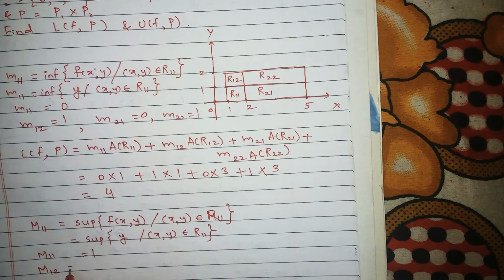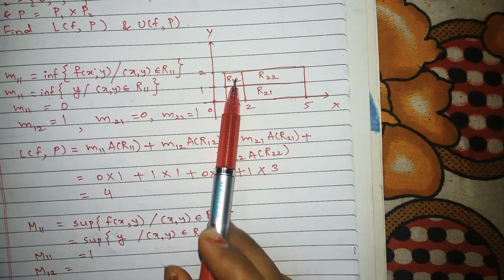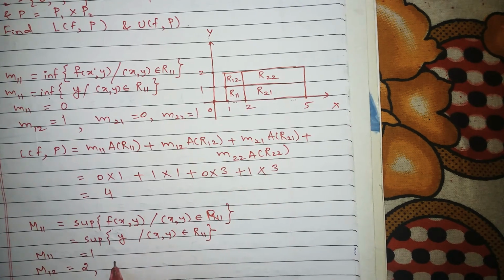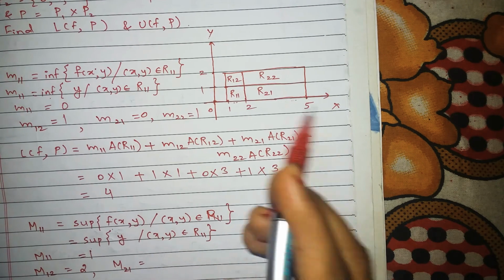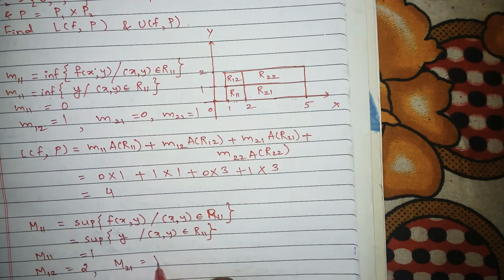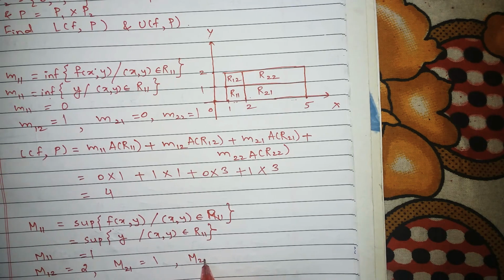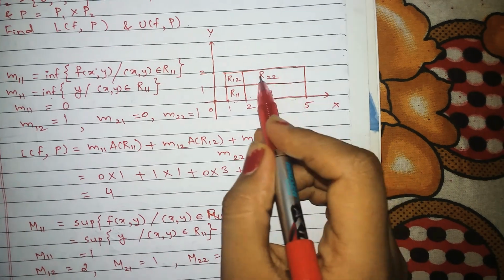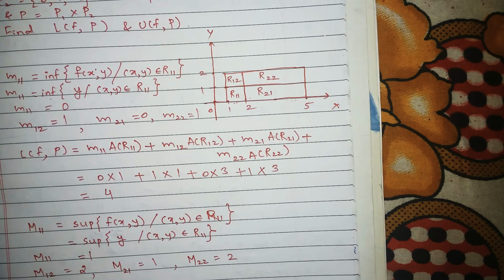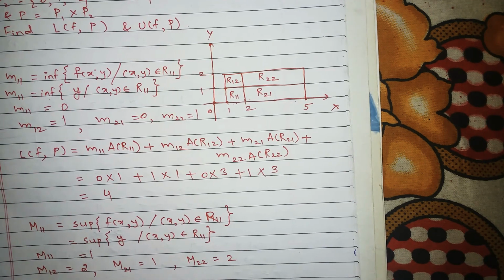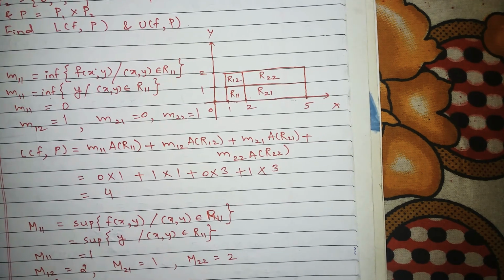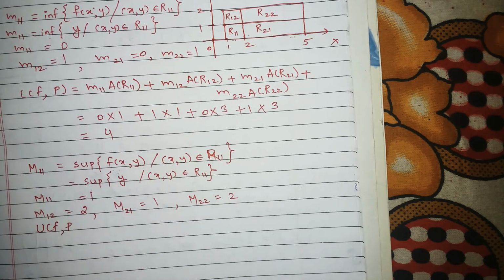Now M12, it is 2. M21, it is 1. And M22 in the subrectangle, it is 2. So let's write upper sum.